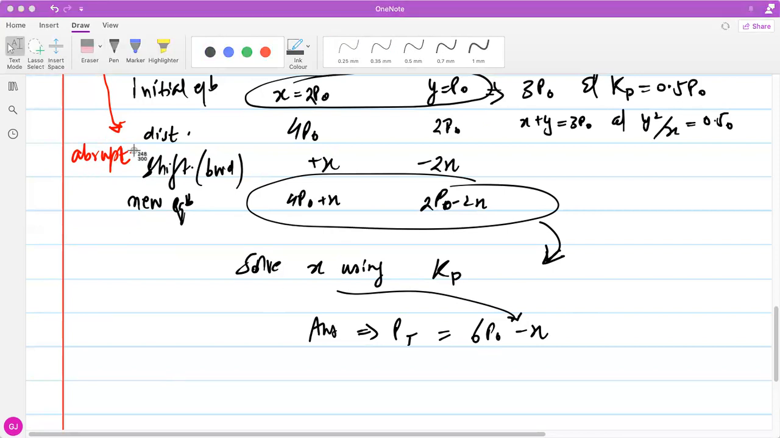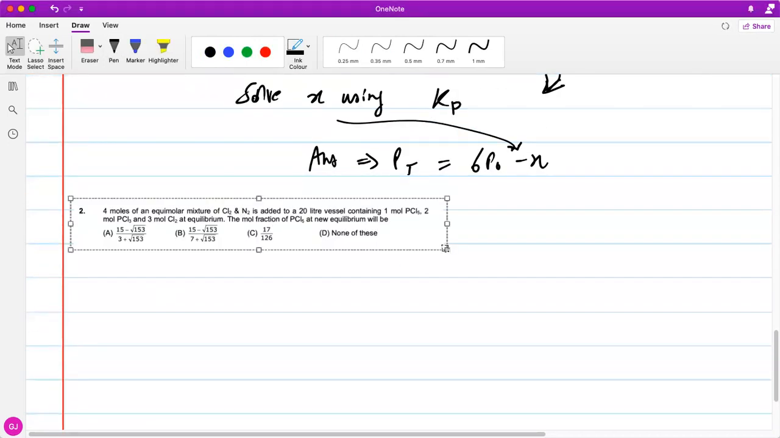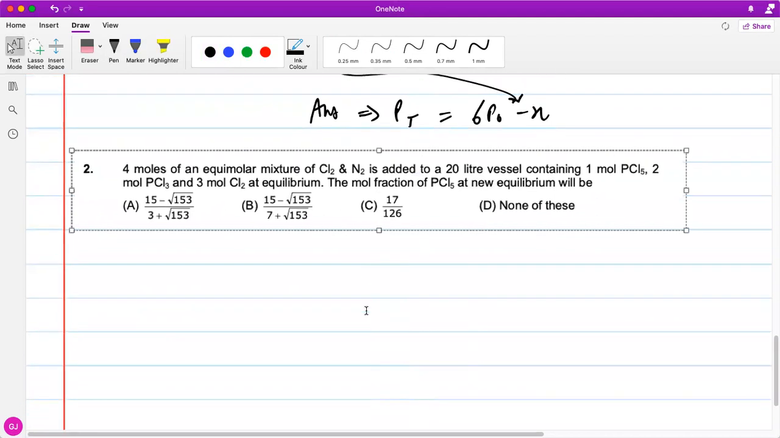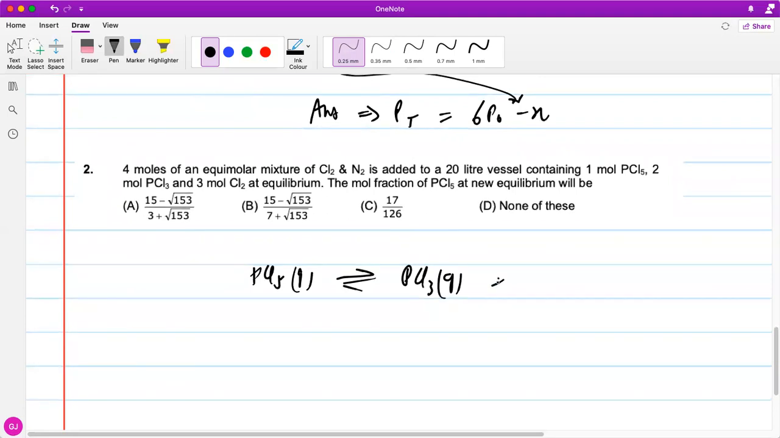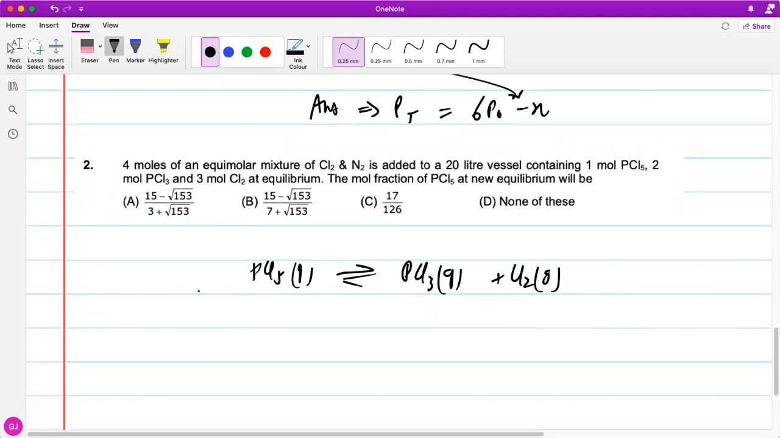Right? Then next question, the second question. It is about 4 moles of mixture of Cl2 and N2 added in a 20-liter vessel, which contains 1 mole of PCl5, 2 moles of PCl3, and 3 moles of Cl2 at equilibrium, right? So again, a disturbance question. So PCl5 gas is in equilibrium with PCl3 gas and Cl2 gas, right?